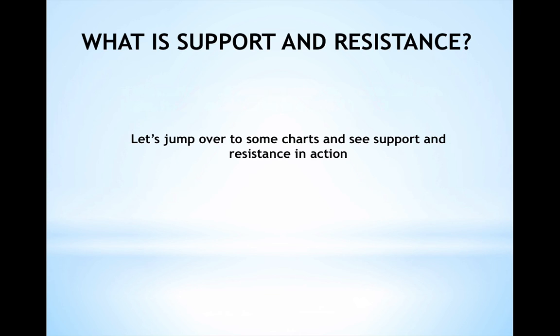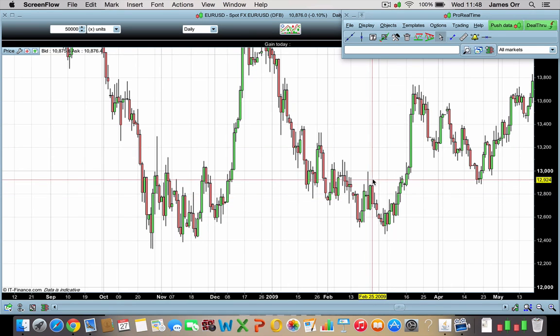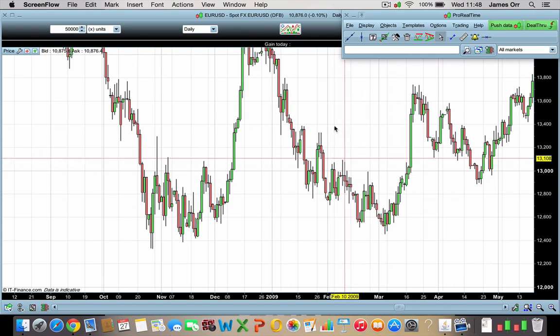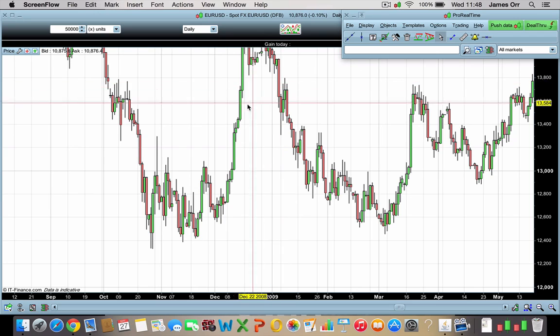Now, let's jump over to some forex charts and I'll show you it in action over different time frames and charts. Okay, so we're on the Euro US dollar forex pair. I've got this set to the daily time frame, and what I want to do first of all is just show you the basics, explain why support and resistance is created.